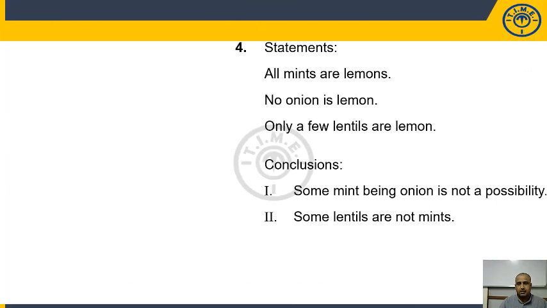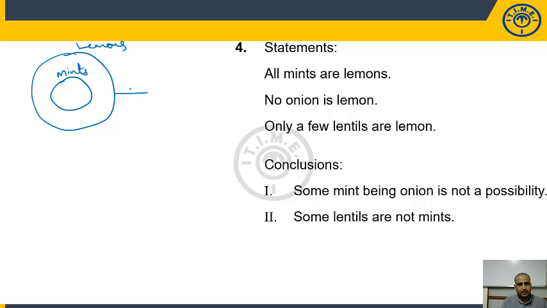Next, all mints are lemons. So all the mints should be within the lemons. Now let us look at the second statement. No onion is lemon. So between lemon and onion, there should not be any relation. Now the third one, only a few lentils are lemon. So some part of the lentils should be outside the lemons. Right. Now let us look at the conclusions.